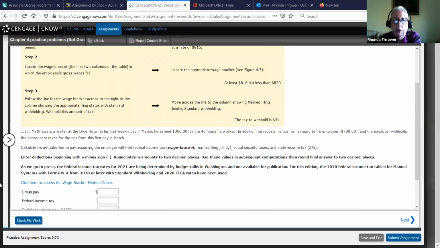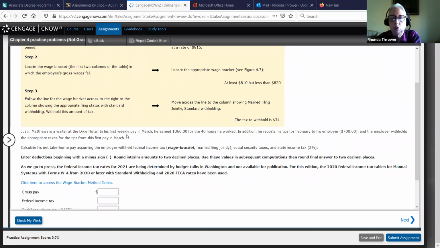We're going to be Justin Matthews, a waiter at the Dixie Hotel. In his first weekly pay in March, he earned $360 for 40 hours that he worked. In addition, he reports his tips for February to his employer at $700, and the employer withholds the appropriate taxes for the tips from his first pay in March.